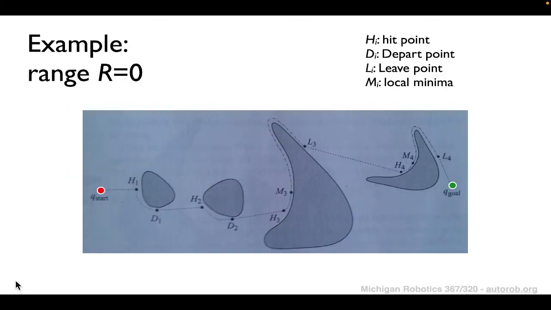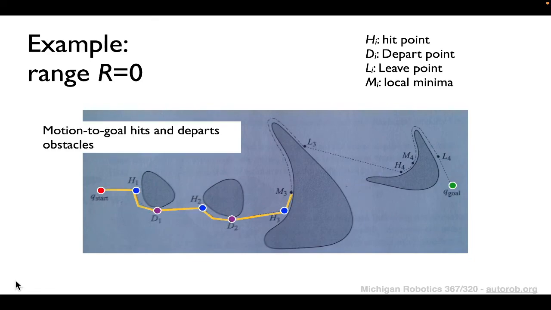So another interesting example is the opposite extreme, when the rangefinder has zero sensing range. Let's step through this case and look at what happens. Initially, the algorithm is going to enter using the motion to goal behavior, so it's going to move towards the goal initially. It's going to hit this first obstacle.